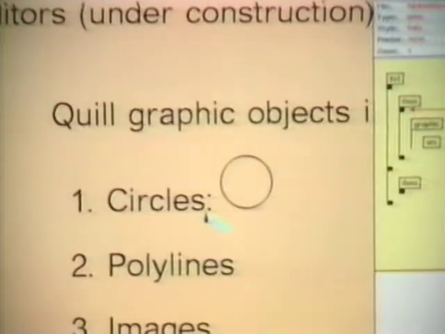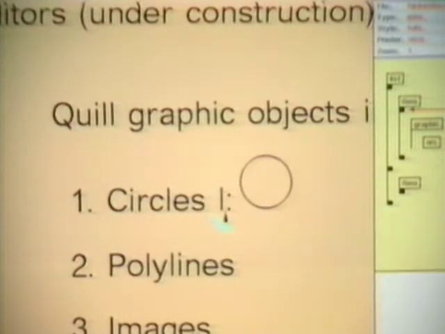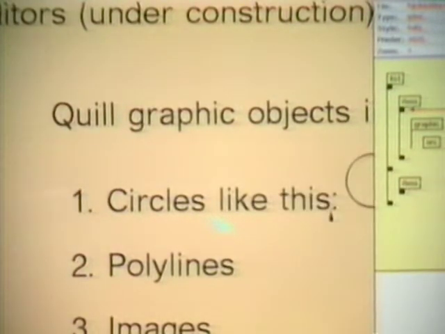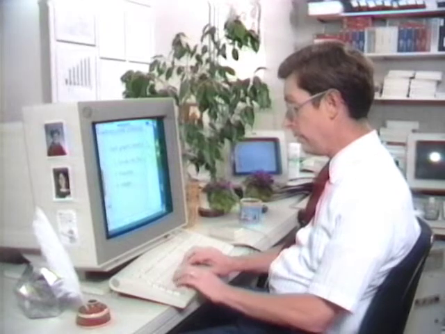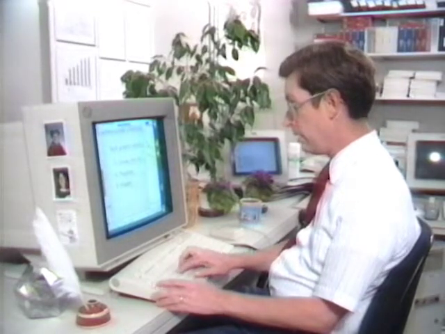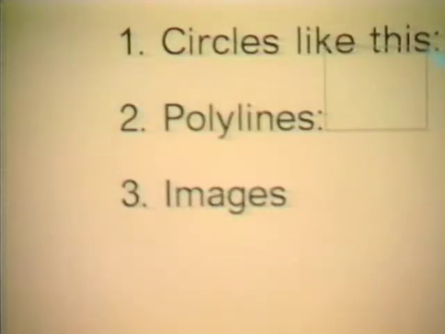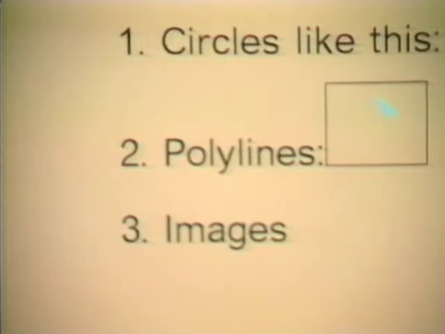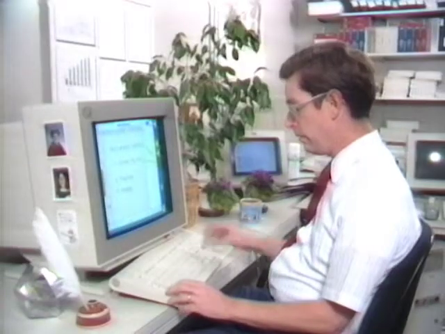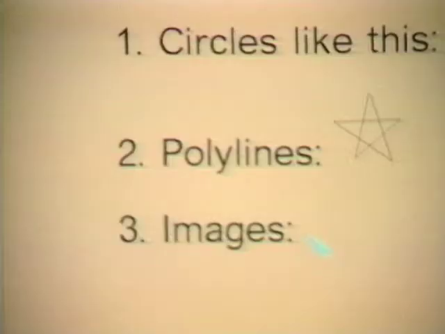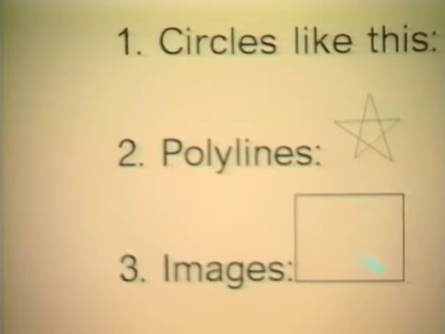Now the text editor thinks that that frame is a letter, so if I type characters ahead of it, it'll push it along the line just like a letter. On this line I'm going to put a graphic frame containing a polyline that looks like a little star. And on this line, I'm going to put a graphic frame containing an image. And this image comes from a file that was previously scanned.